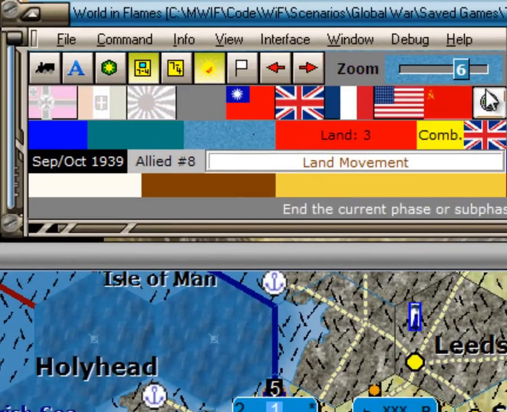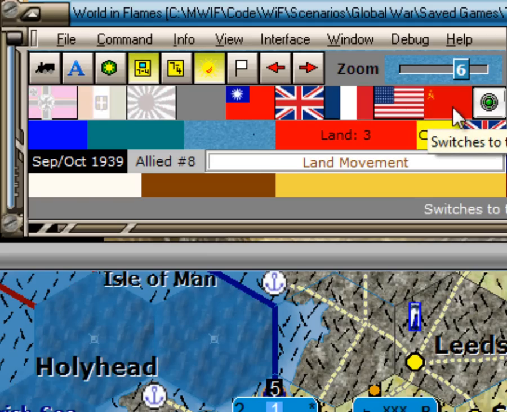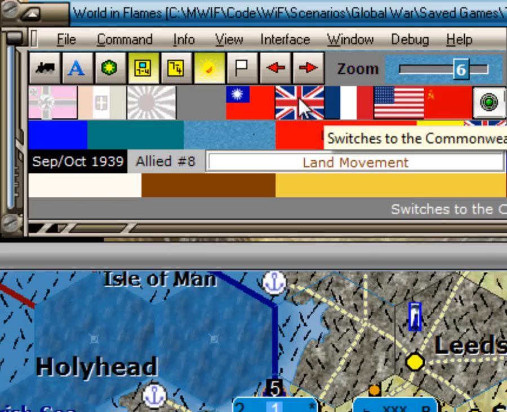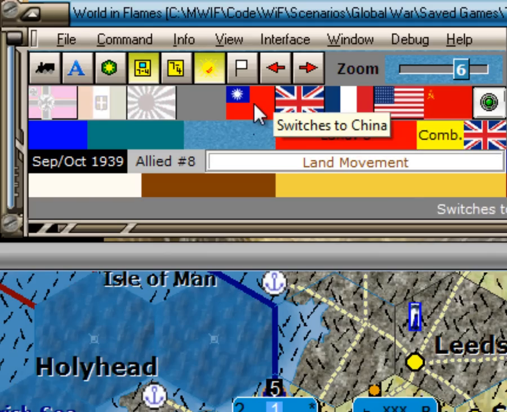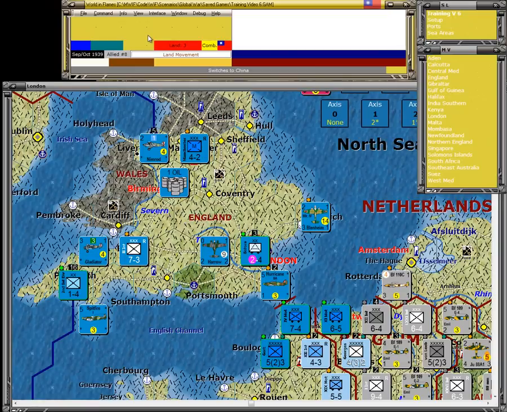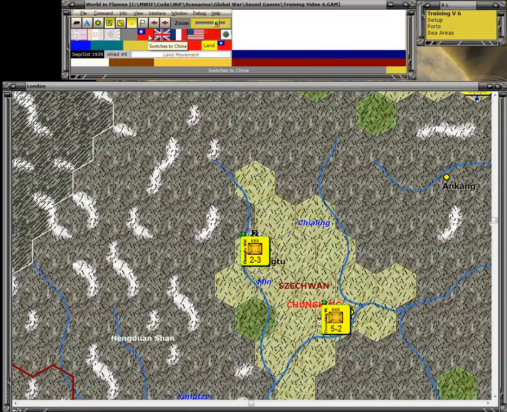The flags are very important. They tell you who's making decisions during the current phase. So all of the Axis flags are disabled, which means they are not decision makers during this land movement phase. And all of the Allied flags are enabled, which means they are decision makers. We do not have to do the Commonwealth first. We could switch to China by clicking on the China flag.